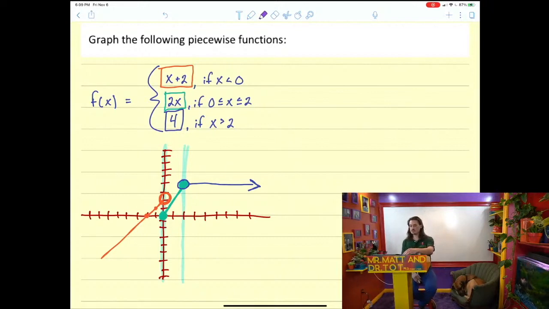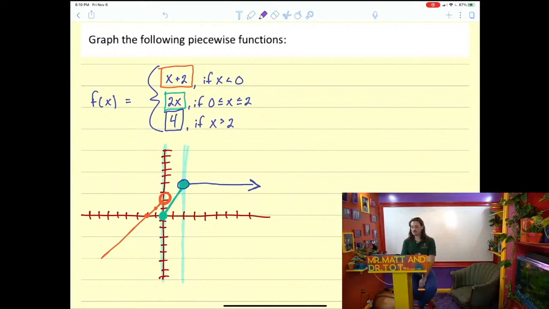Okay, so if we look at this piecewise function, f of x is equal to x plus 2 if x is less than 0, 2x if 0 is less than or equal to x, which is less than or equal to 2, and f of x is equal to 4 if x is greater than 2. So first I drew an x and a y plot and marked off some points. And then I also drew in boundaries depending on where the domain is restricted.